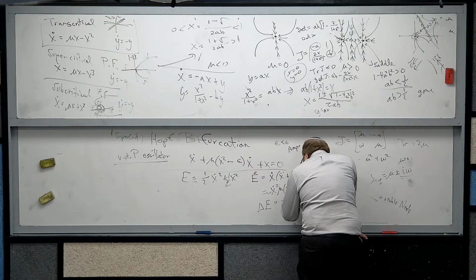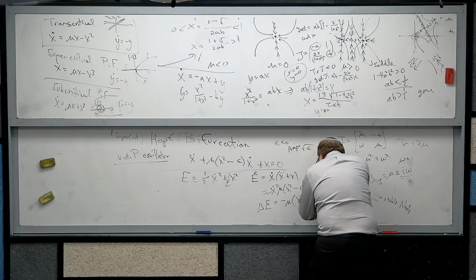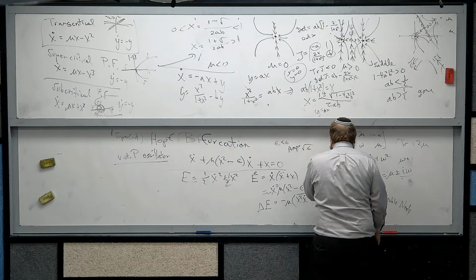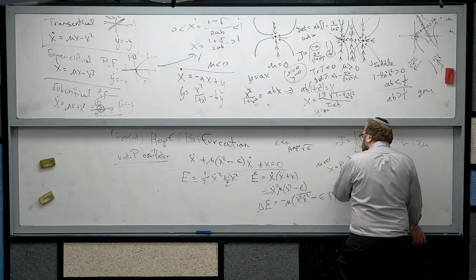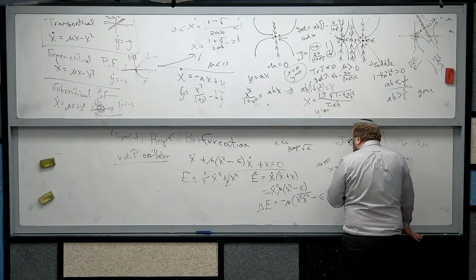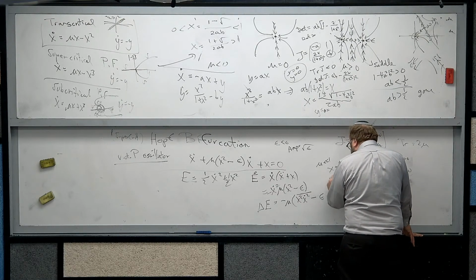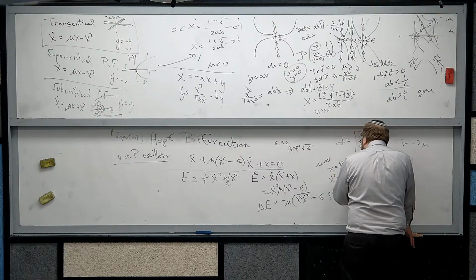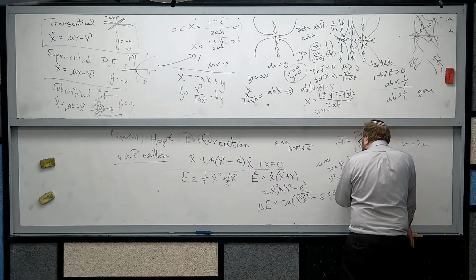And so we calculated the delta E over one cycle, and we said it was minus mu times the average of x squared x dot squared minus epsilon times the average of x dot squared. And x, remember, was a slowly changing radius times cosine t. So the average of x dot squared was r squared times the average of cosine squared t. And the average of cosine squared is a half, so we got 1/2 r squared.